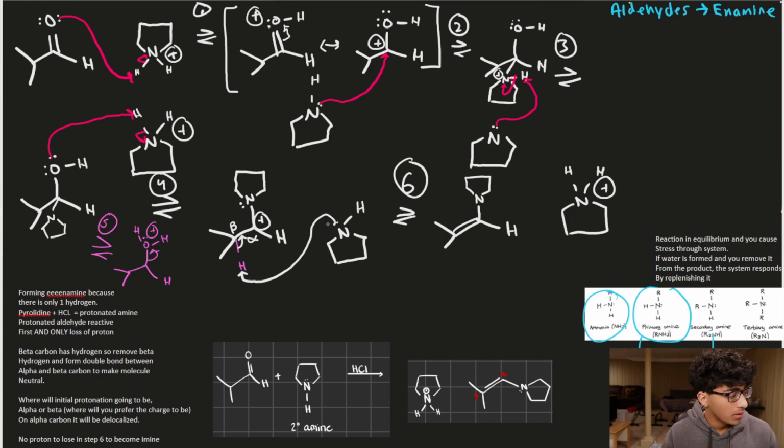Okay, beta carbon, initial protonation. Where would you prefer the charge to be? We were talking about it here. We'd prefer it to be there because it's delocalized right there. Okay, yeah, that's really good.